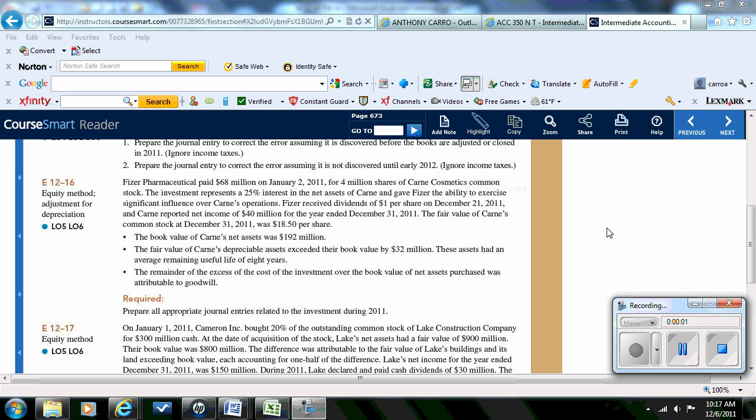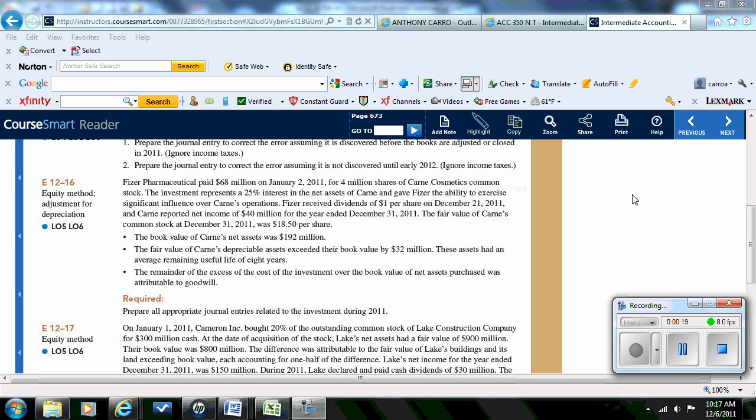Method can be a bit difficult to understand at first. So hopefully, to help you out, we're going to do a demonstration problem from the textbook over on page 673. Take a look at exercise 12-16.